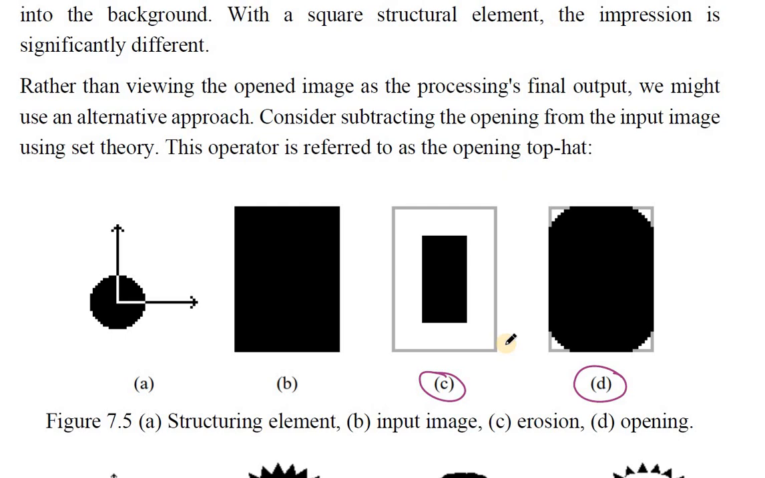Correct? Now you are opening it. But is your structuring element a square? No, it is a circle. So when you dilate this eroded image, you will get rounded corners. Are you getting it? Why are these rounded corners there? These rounded corners are there because your structuring element is a circle.